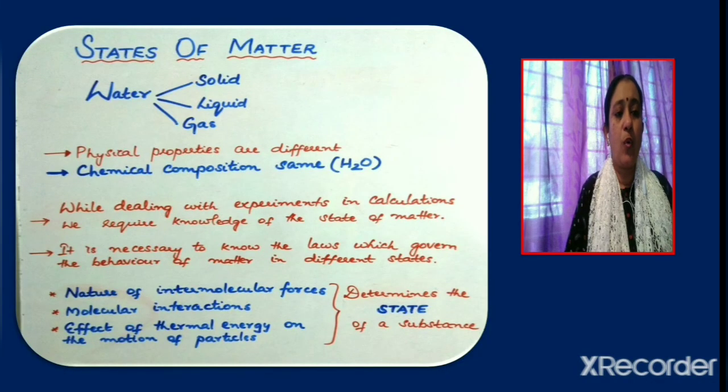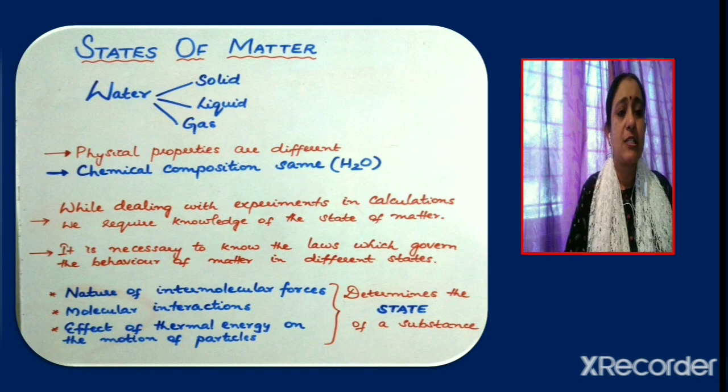We shall now move on to the next chapter, states of matter. You have studied about 3 different states of matter: solid, liquid and gas. For example, if we consider water, we know that water exists as solid ice, liquid water and gaseous water vapor. So water can exist in 3 different states.